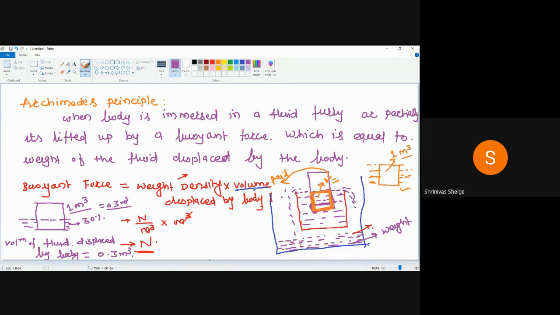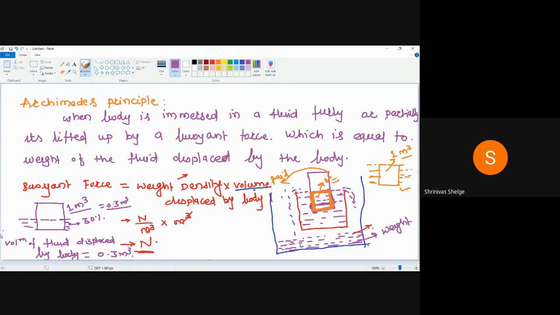So is it clear about the Archimedes principle and the buoyant force? Yes, sir. Clear. Is it clear? Yes. Is it clear? Clear. Okay.